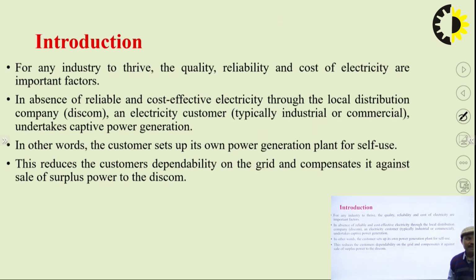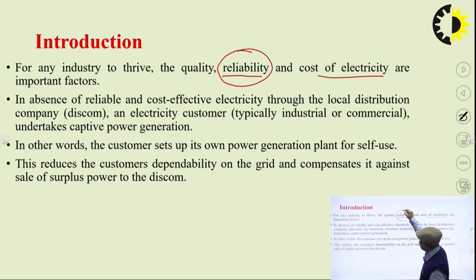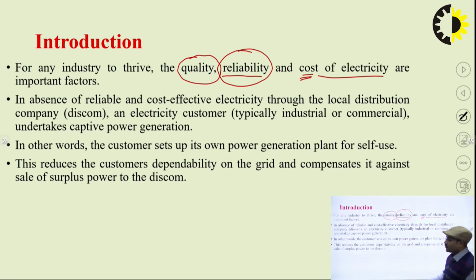For any industry to thrive, the quality, reliability and cost of the electricity are important factors. Supply should be very reliable, and quality supply should be available, it should not contain very high harmonics. The cost of electricity is also a very crucial component for the economics of the industries. So, for any industry these factors are very important.